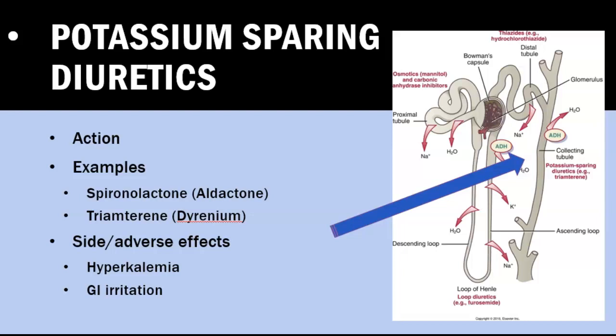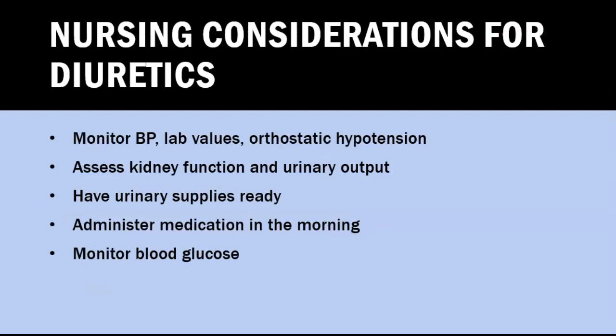With your potassium sparing diuretics, you want to make sure to educate your patient on avoiding salt substitutes and potassium-rich foods because, again, they're going to keep that potassium. So salt substitutes usually have a lot of potassium in them, and then obviously potassium-rich foods, you want to avoid that. Nursing considerations for diuretics.